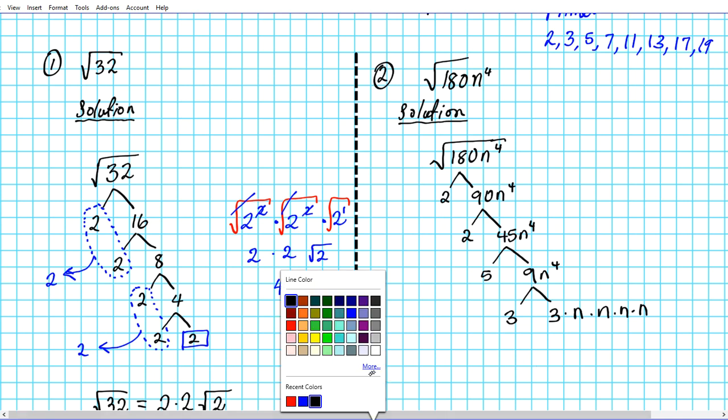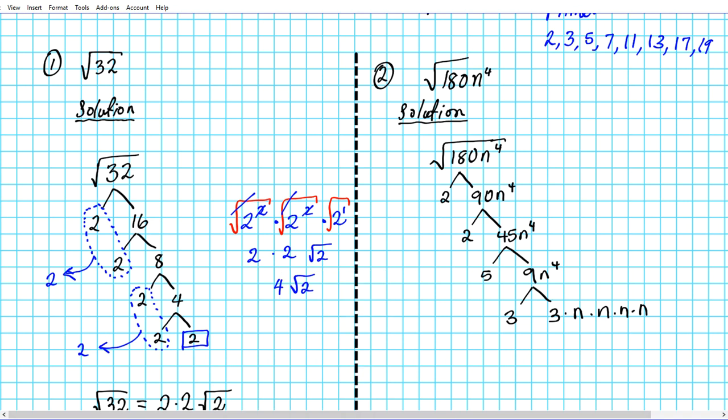Okay, so remember, since we have an index of 2, the square root, we're looking for pairs of products to break out of the radical symbol. So let's see. What are the pairs we have here? 2 and 2, that's a nice pair. That's a square. 2 times 2 is 4. So the square root of 2 times 2 is just going to be what? 2. So that breaks out. 5 is by itself, so it stays behind. It doesn't have a partner to break out with.